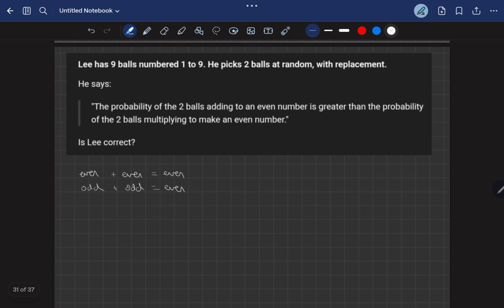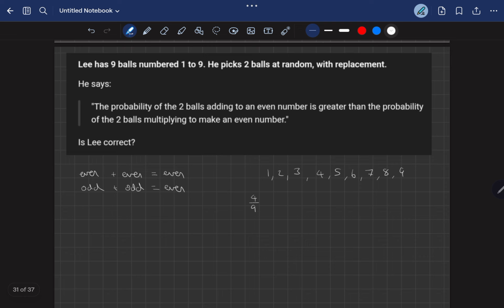Okay, so let's find the probability of picking an even and then an even. And we're going to add the probability of picking an odd and an odd. Okay, so we have 1, 2, 3, 4, 5, 6, 7, 8, 9. The probability of picking an even is 1, 2, 3, 4, which is 4 over 9.